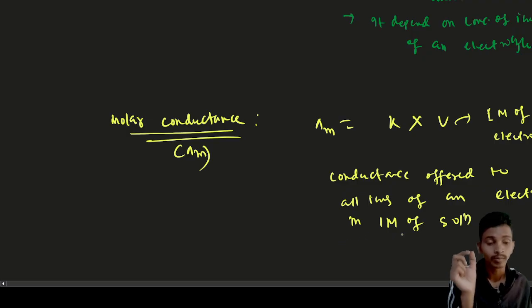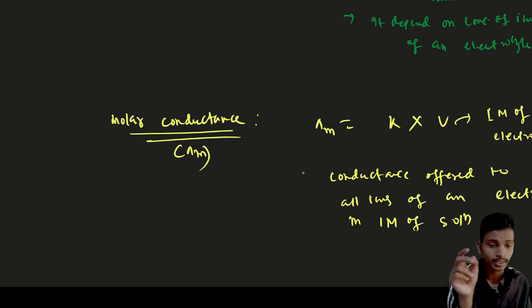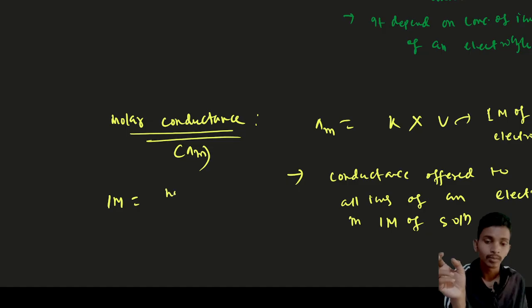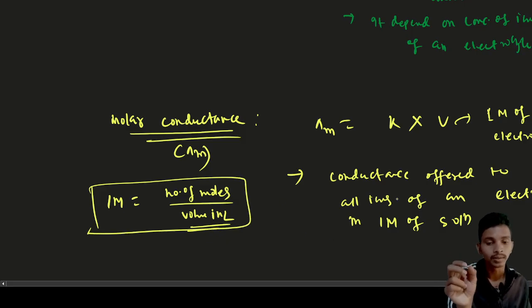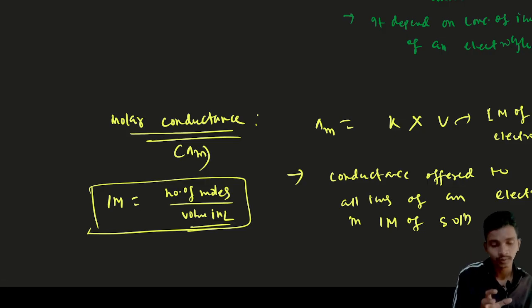Instead of 1 ml, I say 1 molar of solution. So what is the difference between that and this? Here I say the concentration of electrolyte is 1, meaning 1 molar concentration. 1 molar means number of moles by volume in liter. So in 1 molar of solution, how much electrolyte may be present? The conductance offered by that amount of electrolyte is called the molar conductance.